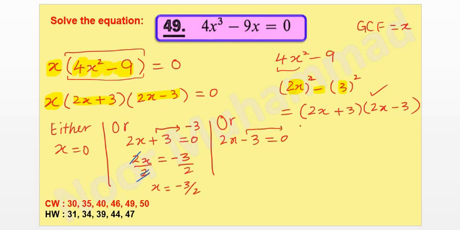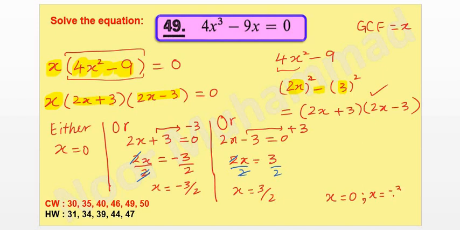Same is the case here. You will move this negative 3, it will change into positive 3. So 2x equals 0 plus 3, which is 3, and now you can divide each side by 2. So this 2 will cancel 2, and we will get x equals 3 over 2. So we got three possible values of x. So x equals 0, or x equals negative 3 over 2, or x equals 3 over 2. So these are the possible values of x, or you can say these are the roots.